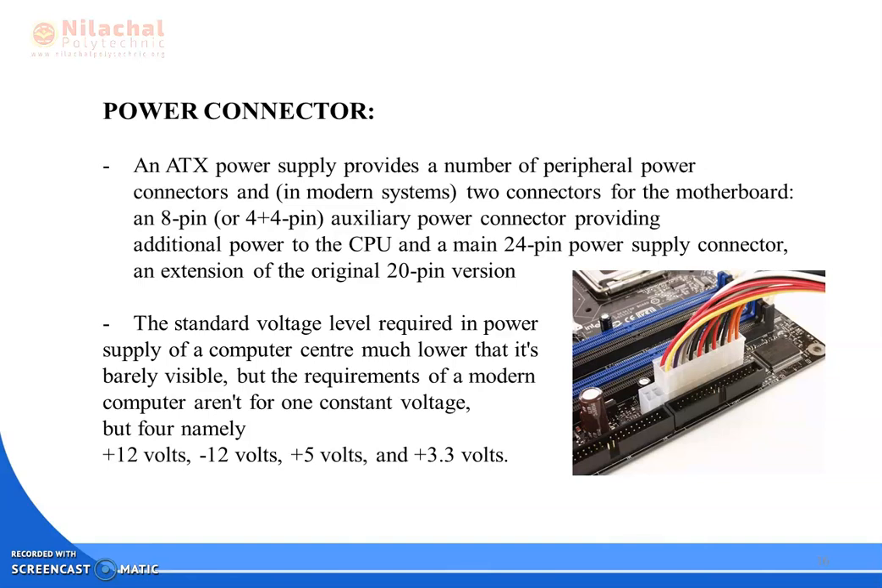So we basically find the ATX power supply in two forms, a 20-pin connector and a 24-pin power supply connector. The 20-pin is used for single processors, and the 24-pin, with the extra 4-pin connector, is used for multiprocessors, that is, dual processors or more than two processors in a system. The standard voltage levels required in the power supply of a computer are much lower than what is visible. The basic voltage ranges a system consumes are 12 volts, minus 12 volts, 5 volts and 3.3 volts. These are the basic four voltages a system consumes.